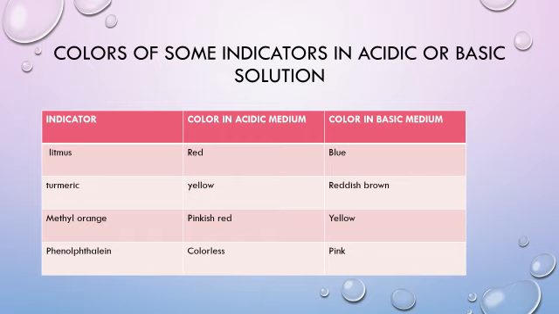In this slide, you can see colors of some indicators in acidic or basic solutions. Litmus solution becomes red in acidic medium and blue in basic medium. Turmeric becomes yellow in acidic medium and reddish brown in basic medium. Methyl orange becomes pinkish red in acidic medium and yellow in basic medium. Phenolphthalein is colorless, it remains the same in acidic medium and becomes pink in basic medium. So you can see the color changing process of indicators.